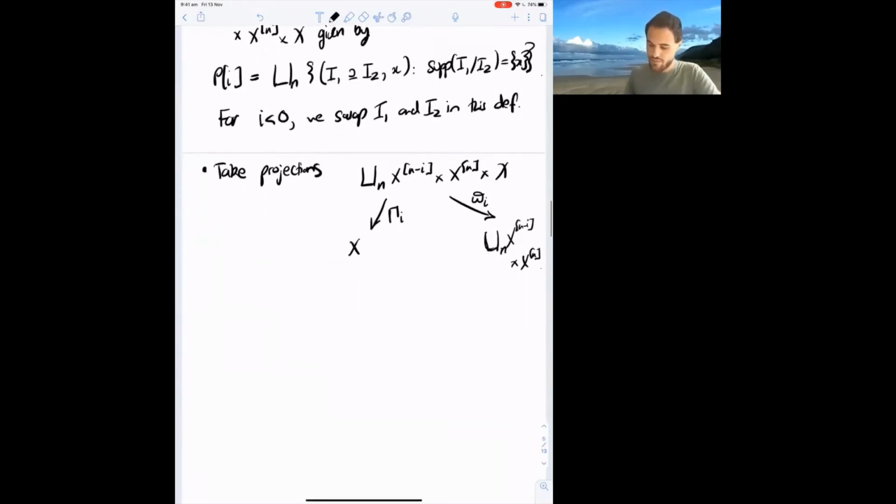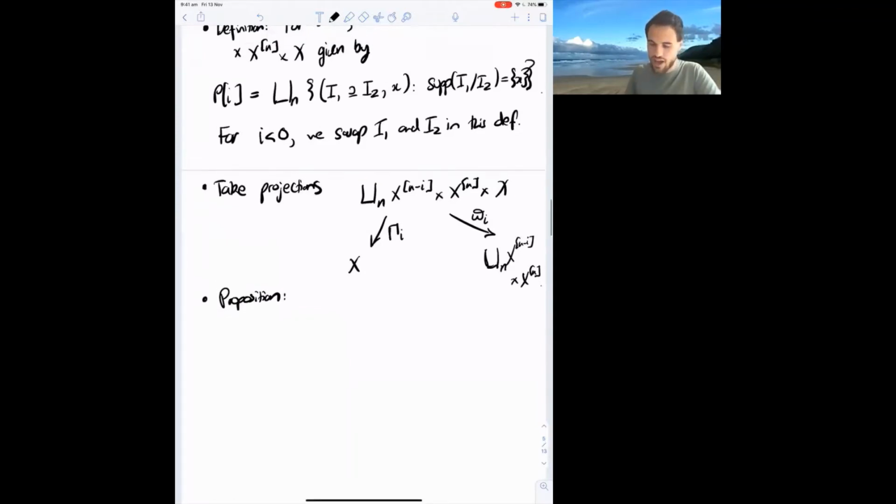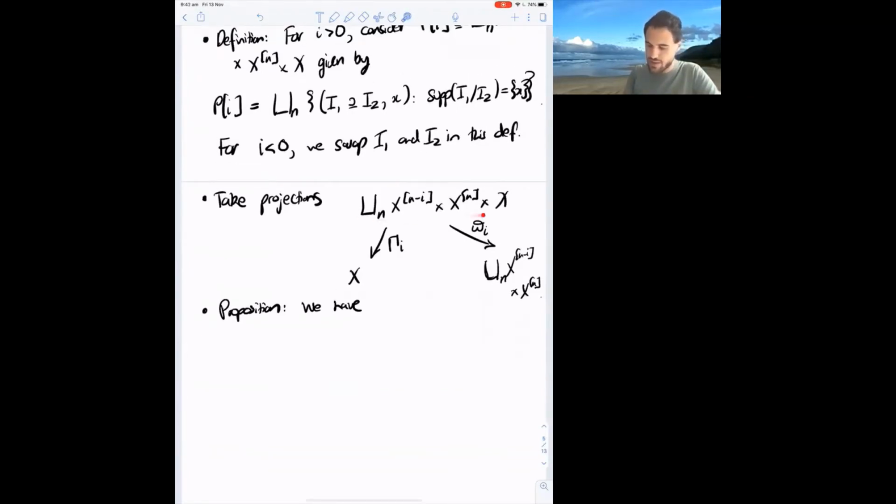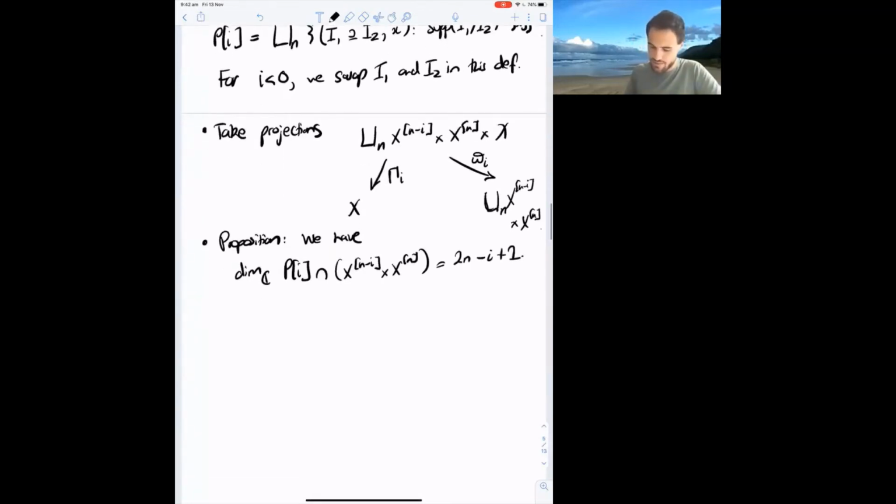All right, so the first thing I want to do is calculate something about the dimension of pi, or its dimension when it intersects each of the pieces that form up this big ambient space. The dimension over C of pi intersect X^[n-I] times X^[n] is given by this nice formula. It's 2n minus I plus 1. So let me prove this.